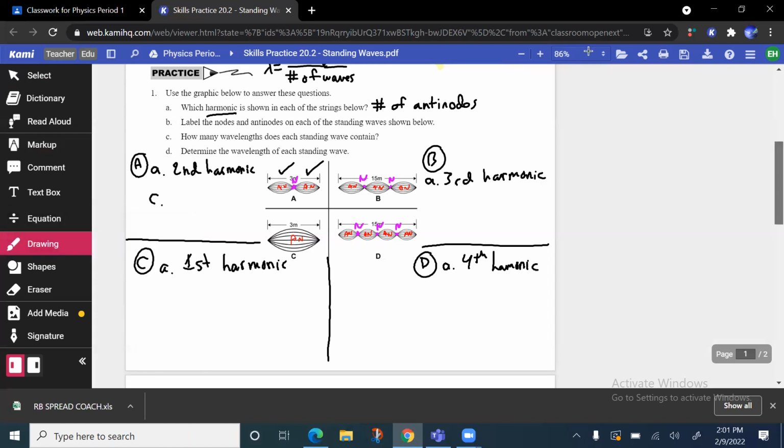Part C, we're determining how many wavelengths we see. So how many waves do you notice? Well, for wave A, I see one wave. Okay, for wave C, I see a half a wave. For wave B, I see 1.5 waves. And for wave D, I see 2 complete waves.